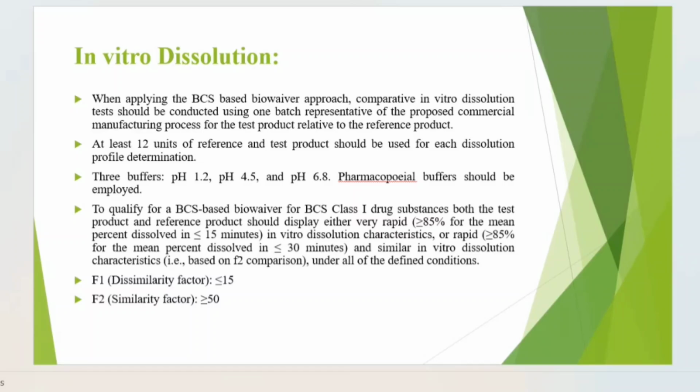There are two factors which will be calculated at the end of this in vitro dissolution study. One is the F1 factor. It is also called a dissimilarity factor. The result of this factor should be less than or equal to 15. And the similarity factor, that is F2, should come as more than or equal to 50.